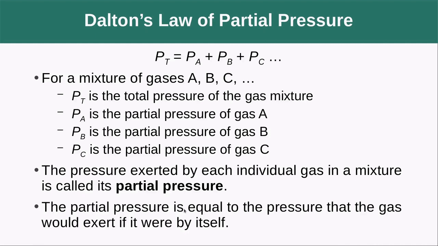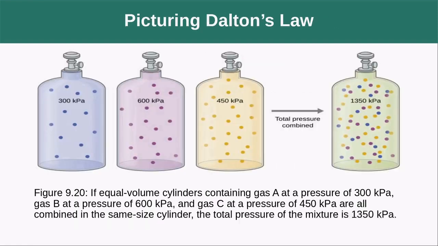The pressure exerted by each individual gas in a mixture is called its partial pressure. The partial pressure is equal to the pressure that the gas would exert if it was all by itself. And we can picture that here. If we had 3 containers, each with a different gas in it at a different pressure, when we combine them all together somehow into a different tank, its pressure is going to be the summation of all those pressures.